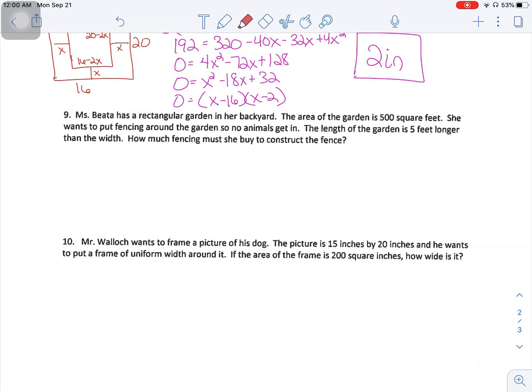Mrs. Beata has a rectangular garden in her backyard. The area of the garden is 500 square feet. She wants to put fencing around the garden so no animals get in. The length of the garden is 5 feet longer than the width.